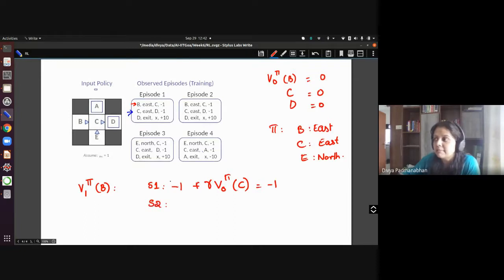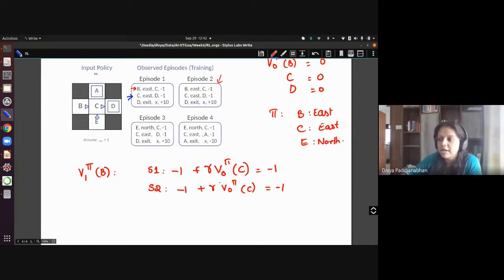Now the second sample I'm going to get from this episode. Here also it's the same, -1 plus gamma times v0 pi of c, so this will be -1. So V1 pi of B is going to give you -1. This is not correct yet; you have to do this again many times.